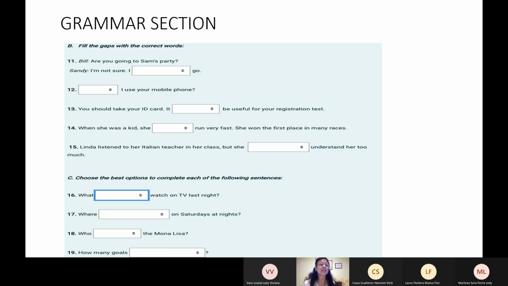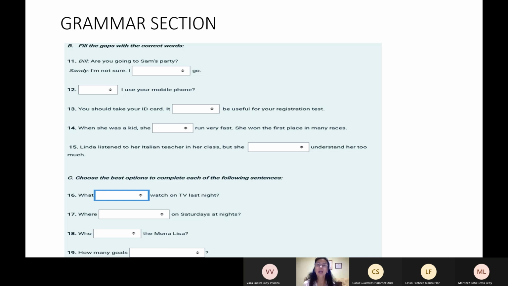Entonces, yo les voy a leer la primera parte, ¿ok? 11. There is a very short conversation between Ruth and Sandy. Are you going to Sandy's party? Le pregunta Ruth a Sandy. Y Sandy dice, I am not sure. I go. I am not sure. Y luego, ¿qué le completa? Si dice, I am not sure.